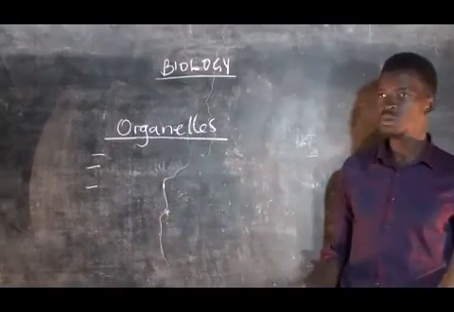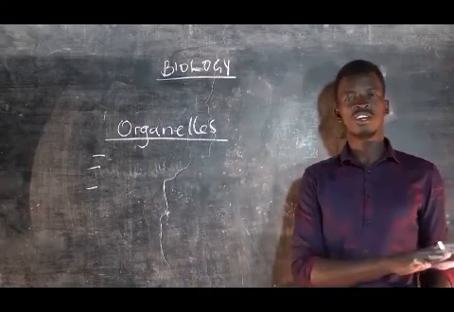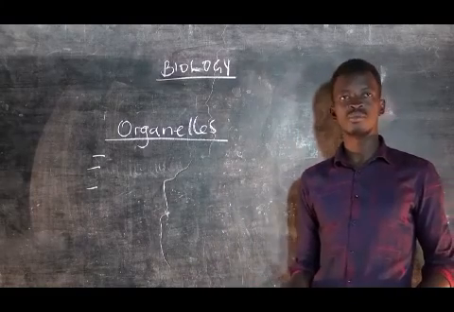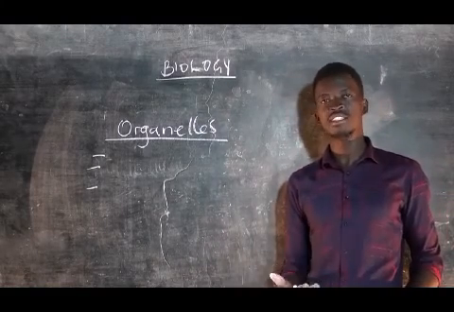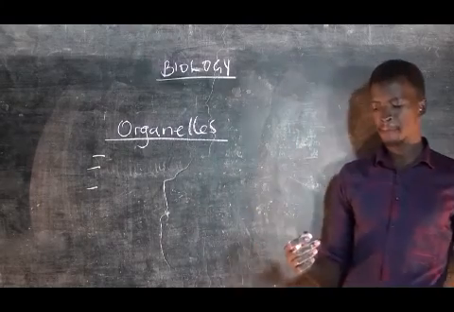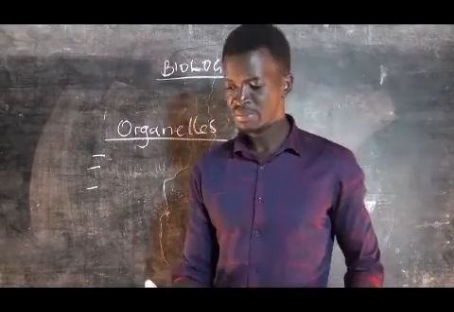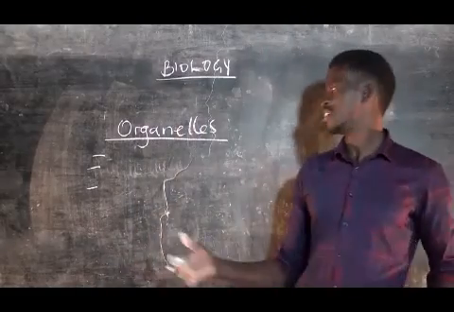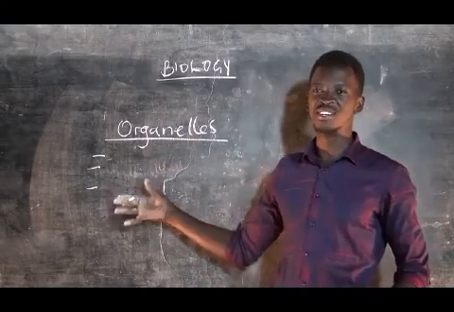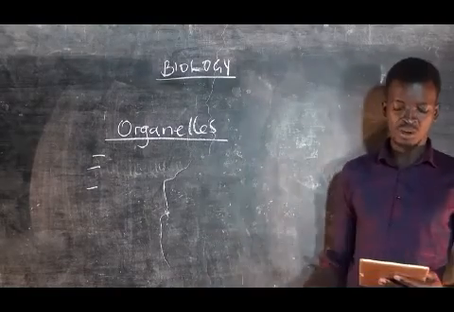And then we have cell walls. Cell walls are strictly for plant cells. Animal cells do not have cell walls. And then we have the nucleus. As you can see in the image, the nucleus is the control. A nucleus controls all the activities of the cell.